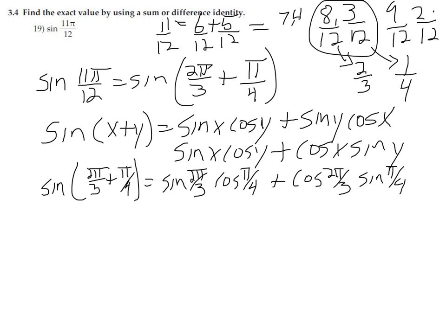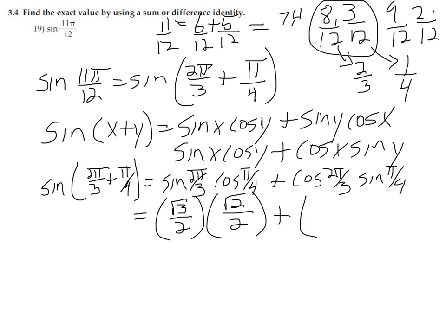Now this simplifies. Sine of 2 pi thirds, that is second quadrant, sine is positive, pi thirds reference angle, sine is square root of 3 over 2. Cosine of pi fourths, that's the square root of 2 over 2. Plus cosine, second quadrant is negative, reference angle pi thirds, cosine is 1/2, negative 1/2, sine pi fourths, square root of 2 over 2. We can simplify this.